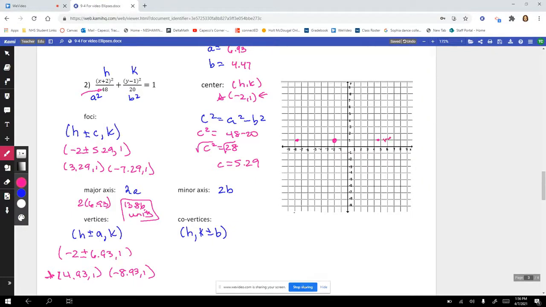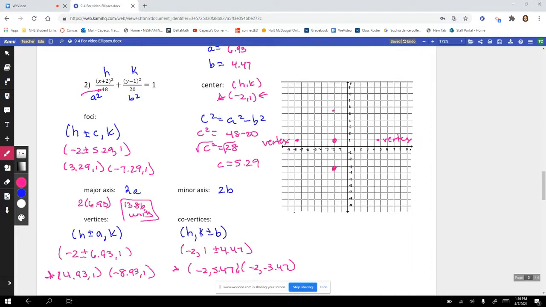So again, this is our vertex. This is our vertex. We'll do the same thing with our co-vertices. So I have -2 and then 1 plus or minus 4.47. That's our value for b. So the points we're going to plot are -2, 5.47, and -2, -3.47. So we have -2, 5.47 somewhere up here. And we have -2 and -3.47 somewhere right there.